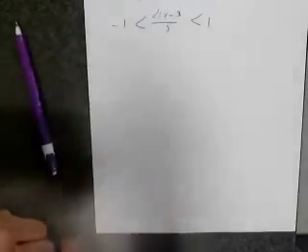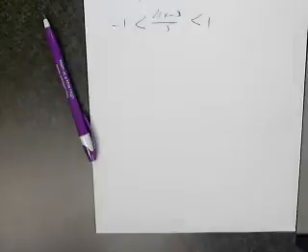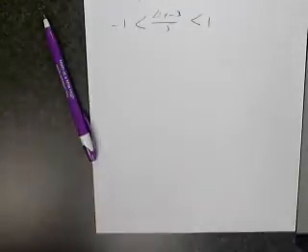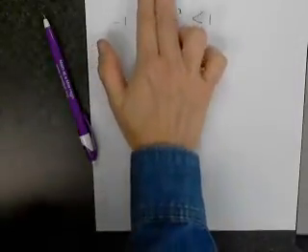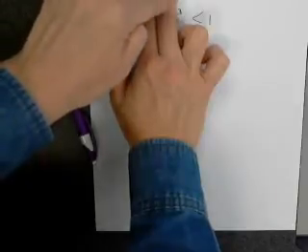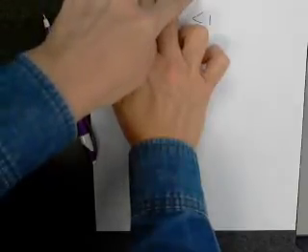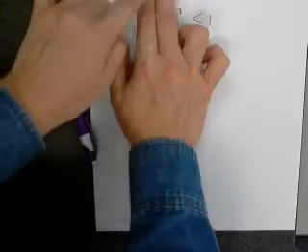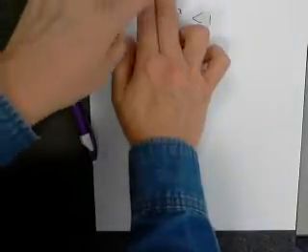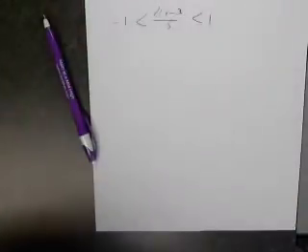Remember, with the absolute value inequalities, there are two options, either in between or outside. So I'm asking myself this: find numbers whose distance from 0 is less than 1. Where will I find numbers whose distance, that's what the absolute value means, whose distance from 0 is less than 1?